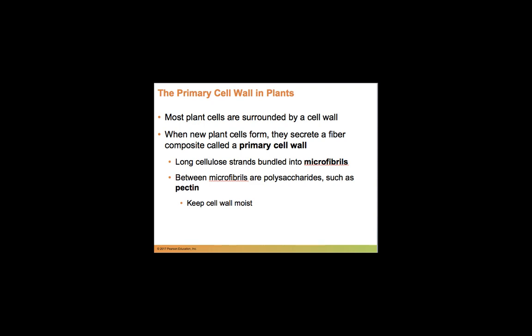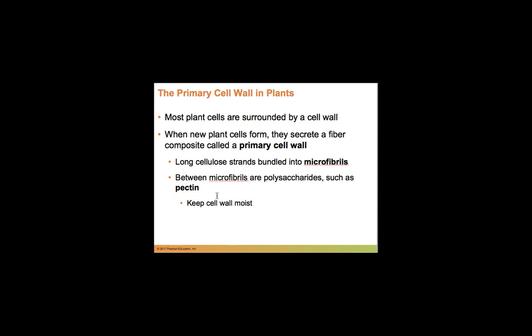Alright, plants. Most plant cells are going to be surrounded by a cell wall. When a new plant cell forms, they're going to secrete a fiber composite called a primary cell wall. Primary cell wall is going to be composed of very long cellulose strands. They're going to get all bundled up and form a microfibril.